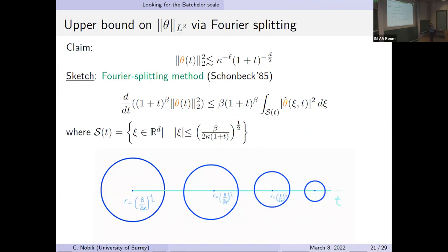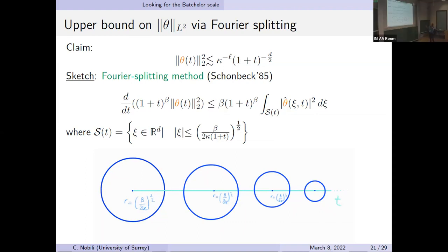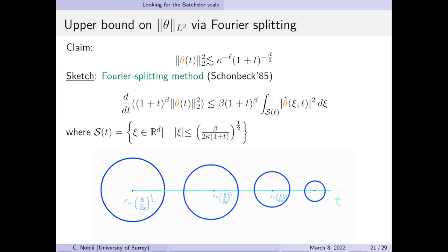It's called the Fourier-splitting method. This method was first introduced by Maria Schonbek in '85. It's based on this very simple but very powerful idea, to split the frequency space in two parts: a ball whose radius is decaying in time, and the rest. And then you write down this energy estimate, which is weighted. It's a little bit untypical to see like this, where on the right-hand side, the integral of theta hat is computed over S of t, and S of t is again this ball in the Fourier space, decreasing in time.